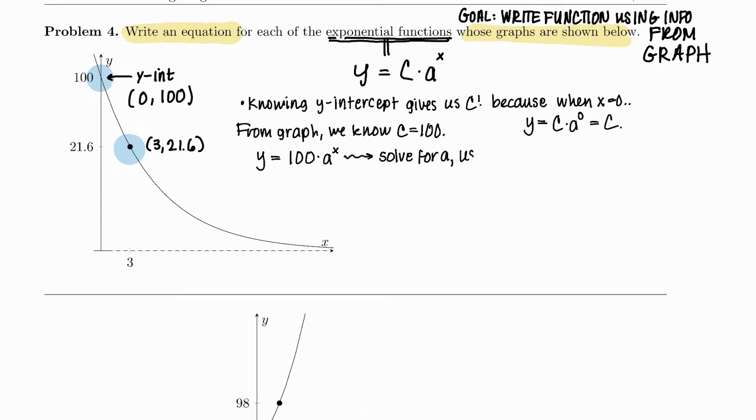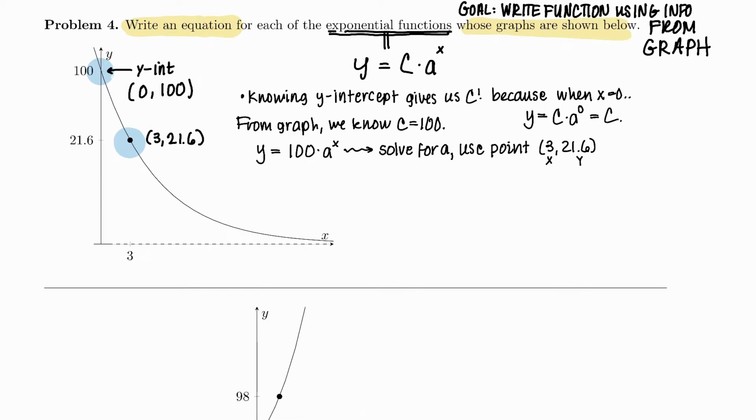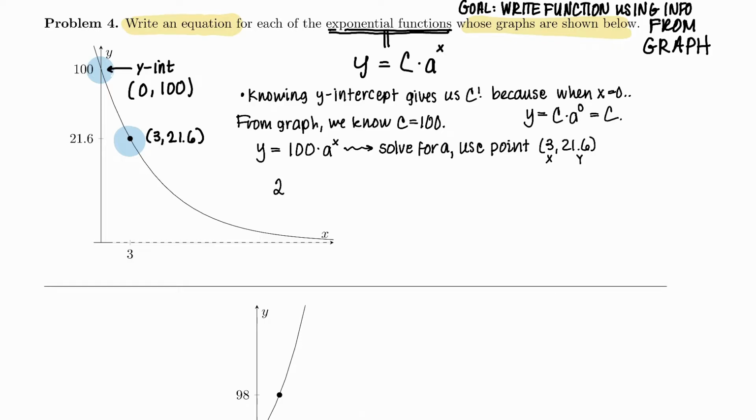So use the point 3, 21.6. So that's my x value, and this one's my y value. And I'm just going to plug it in, solve for a. So we have 21.6 is equal to 100 times a cubed. And I'm still trying to solve for a.